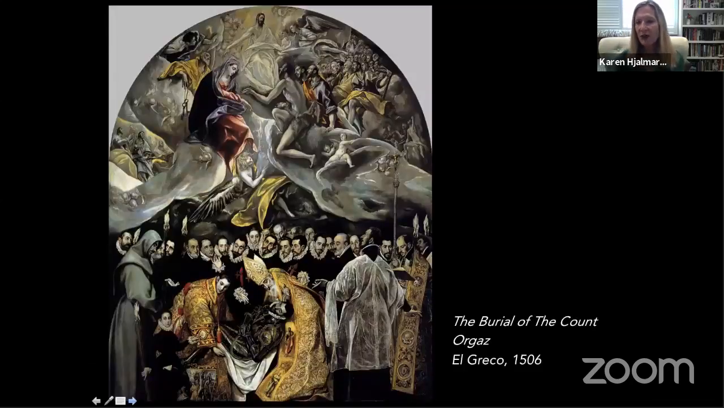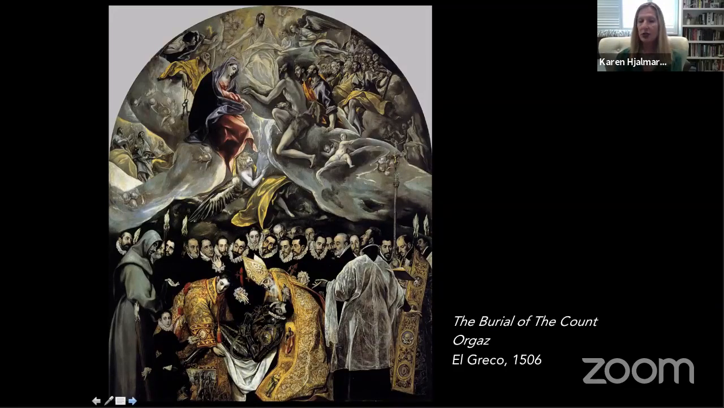Now, we're going to move on to one of the greatest painters of the early Spanish Baroque, and that is El Greco. El Greco grew up in the island of Crete, which was controlled by the Venetians, so he had a lot of inspiration from the Venetian painters Titian and Tintoretto. The other thing is, if you look at the date, I'm sorry, this date, 1506, is incorrect. The painting was done in 1588, which puts it more in the Mannerist tradition.